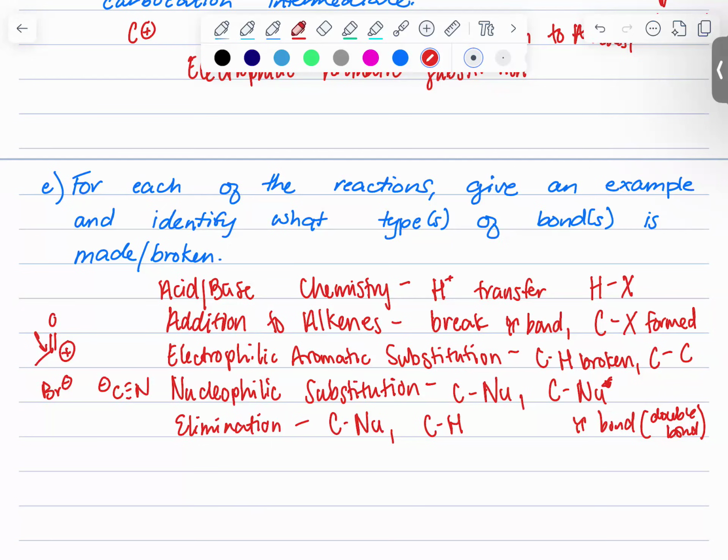What's up? X I use as like anything. So it could be a nucleophile or an electrophile. Because with addition to alkenes, sometimes if you're doing electrophilic addition, it'll be C to an electrophile. So CX is like X is anything, and then nucleophile is like a more specific subset.